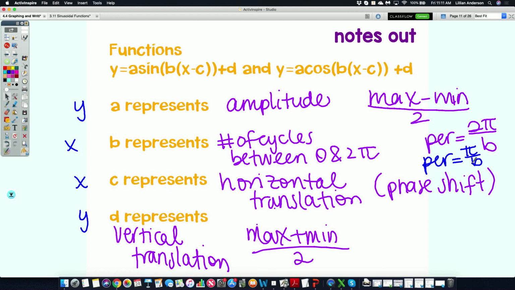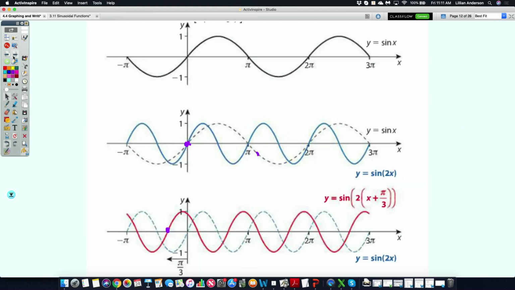Okay? Still only 2 people, but that's okay. See how today is going to go. All right, here we go. So, what you see in the next few slides are just some examples of the different types of transformations that can affect sine, for example.